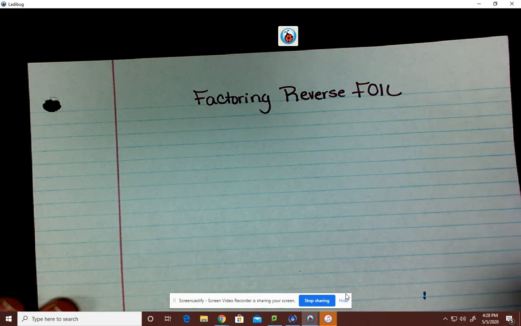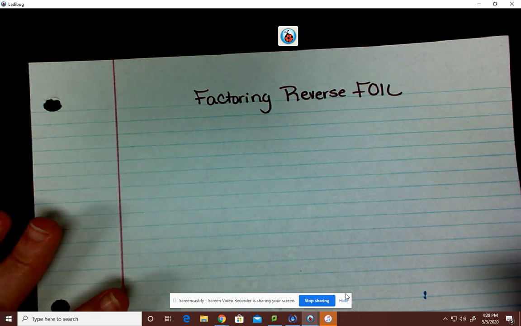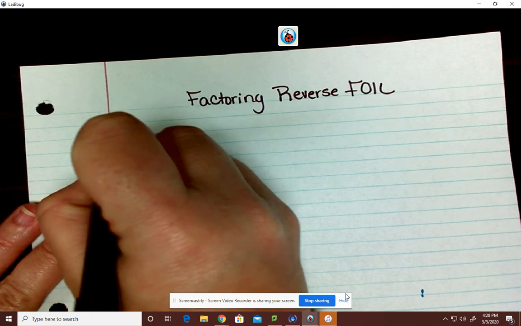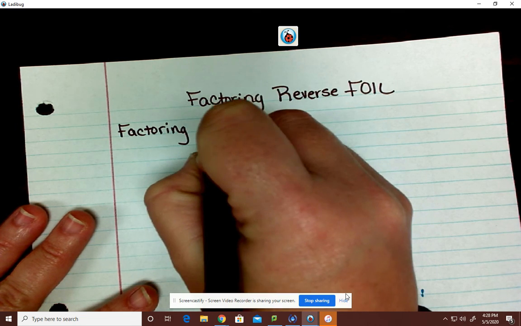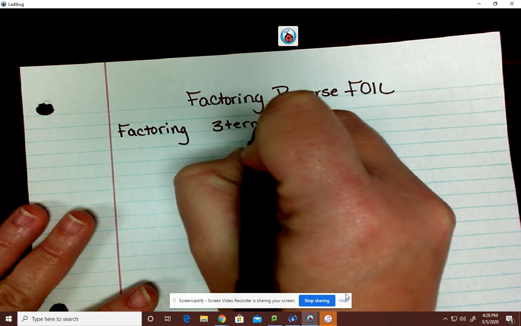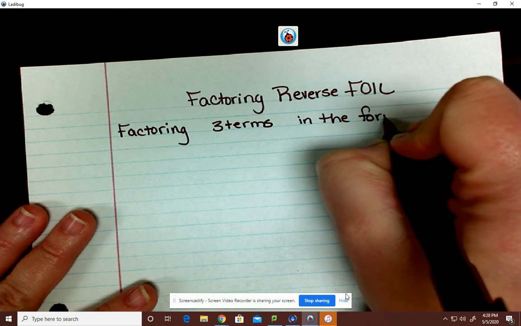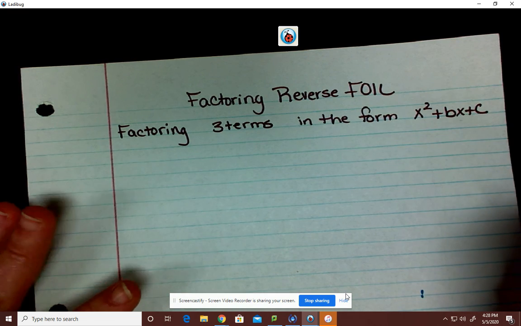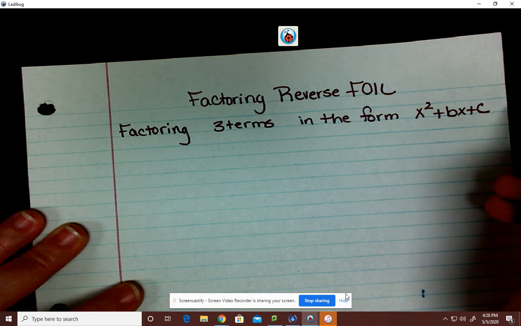Today what we're going to do is review our factoring method with reverse FOIL and practice that. So when do we use that? Because that's a good thing to know. We're factoring when we have three terms that are in the form x squared plus bx plus c. So when it starts with that x squared, and then you have like 3x plus 2, something like that.